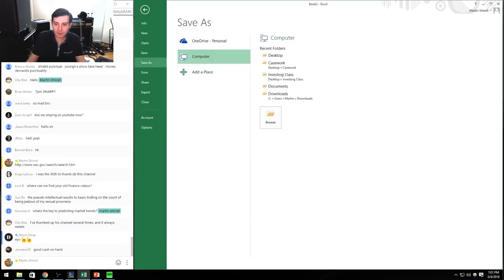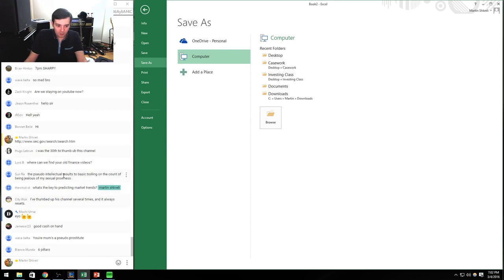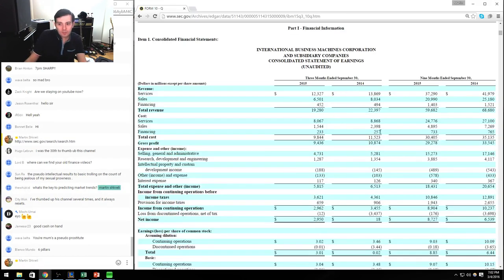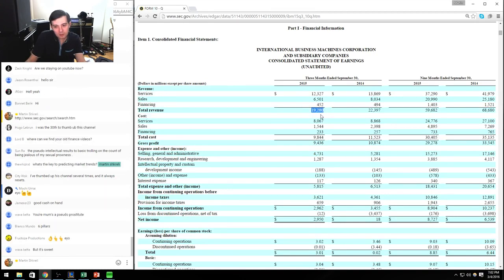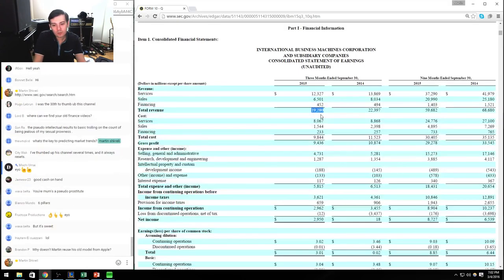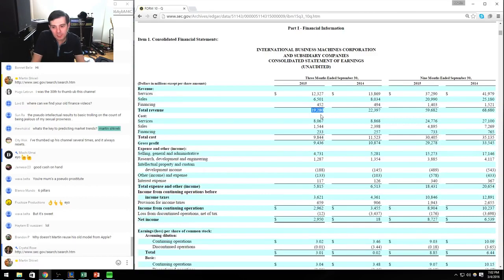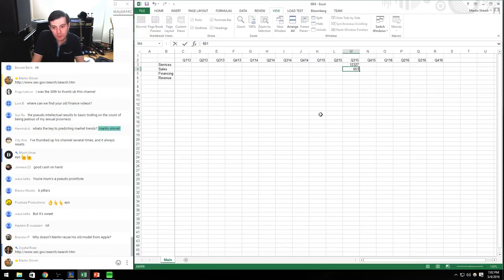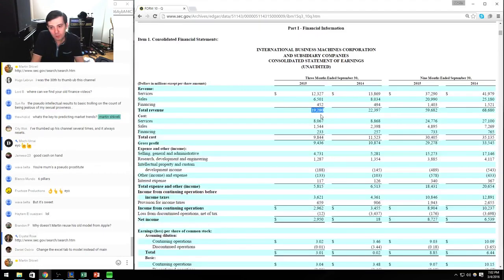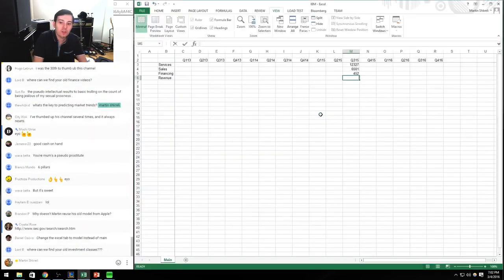And IBM last quarter did 19 billion in sales. So let's see, Q3 15. And they have three different kinds of revenue: services, sales, and financing. Total revenue is split up into three business components. And it's interesting that IBM is almost all services now. You can see that 12 billion out of the 19 billion is services.